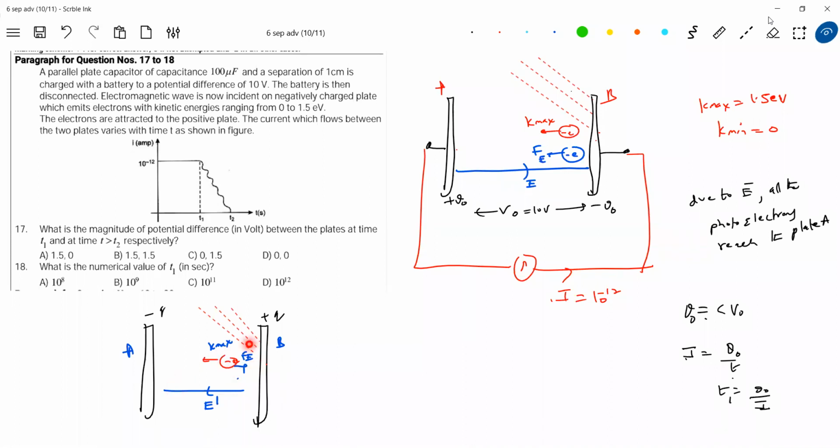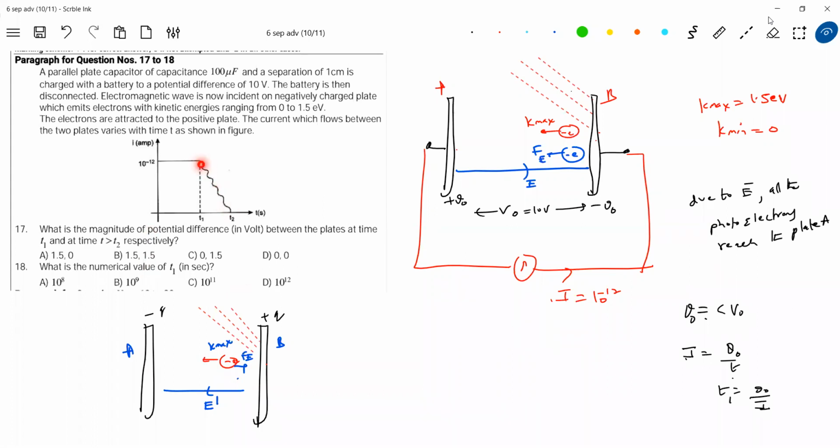So with time, what will happen to the amount of charge here? More electrons will be ejected, and K max electrons will go and deposit here. So the charge on plate A will increase. Then the charge on plate B also will increase. So the electric field strength will increase. Then gradually, along with the zero kinetic energy electrons, those with non-zero kinetic energy also stop reaching plate A, and finally it will become zero. That's what it means according to the graph.